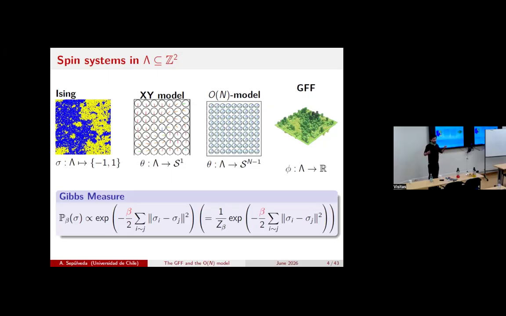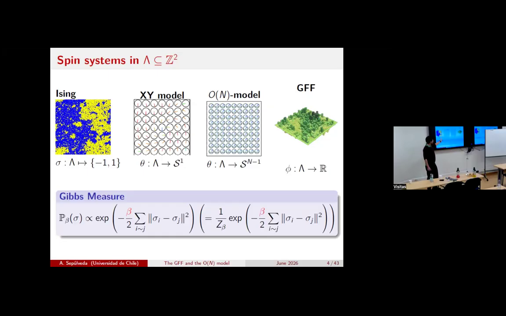So I'm going to choose configurations that have less energy. And the other way around, if you take beta equal to 0, you get the uniform measure. If you take beta equal to infinity, you get the uniform measure on minimizers of the energy. This makes a lot of sense when we are talking about a discrete model.